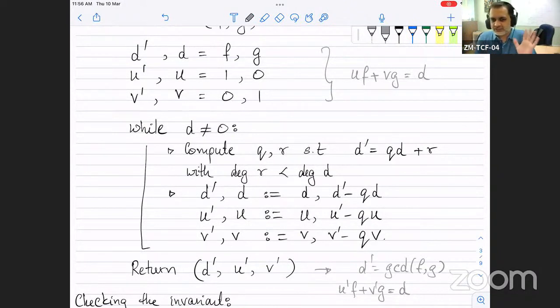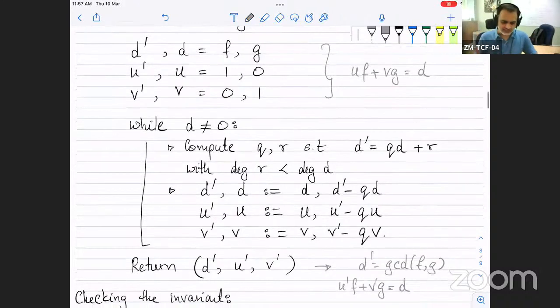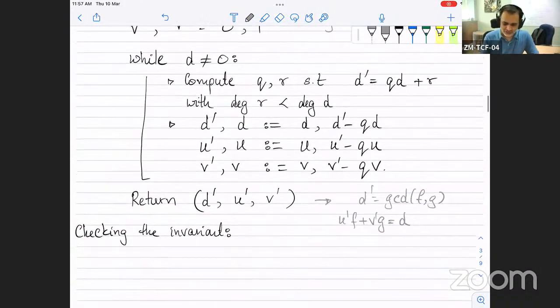I'm just curious. Are there people who had not seen the extended Euclid algorithm before? Okay. Then I'm just going to show why the invariant holds.